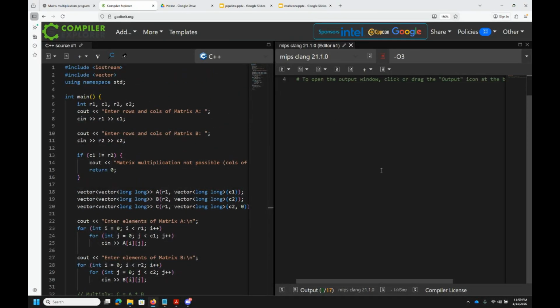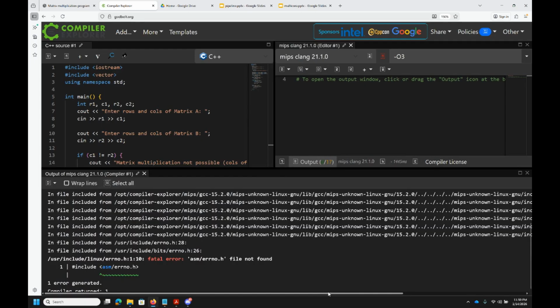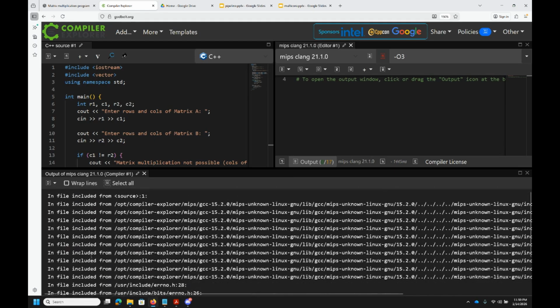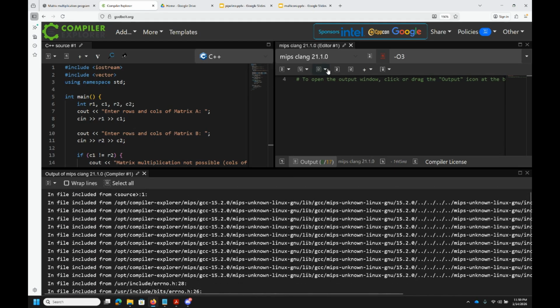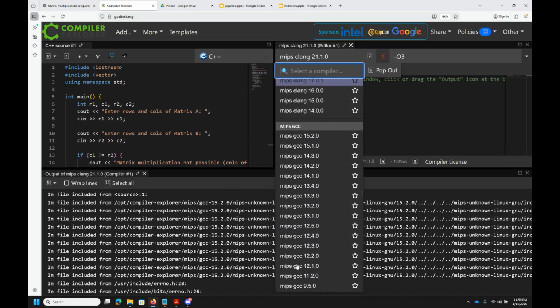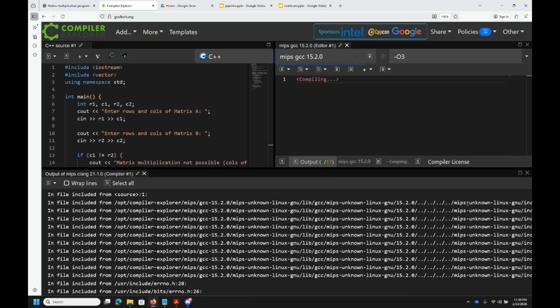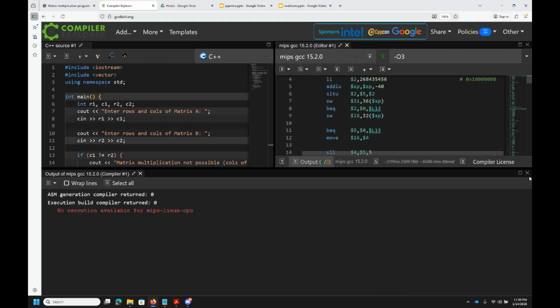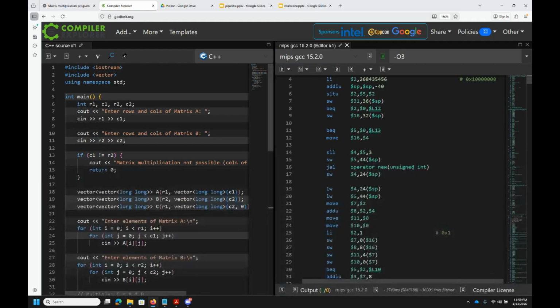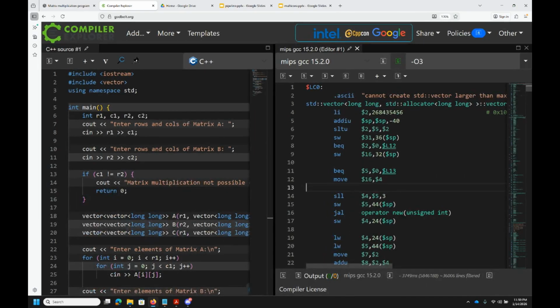So let me see if this compiles here. This also is throwing some error. Looks like MIPS Clang is the C compiler, or what? Let me see if MIPS GCC works. Okay, great, that worked. Nice. So here, this is the MIPS instruction set. This is the same instruction set that's there in the book.